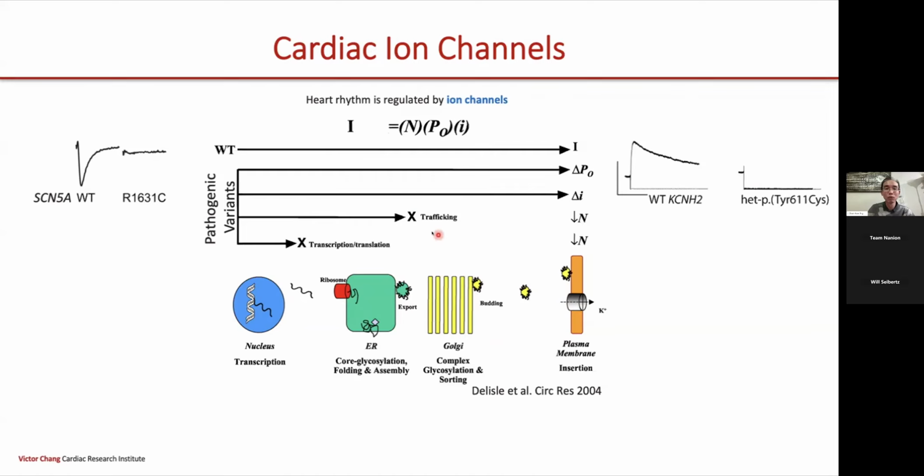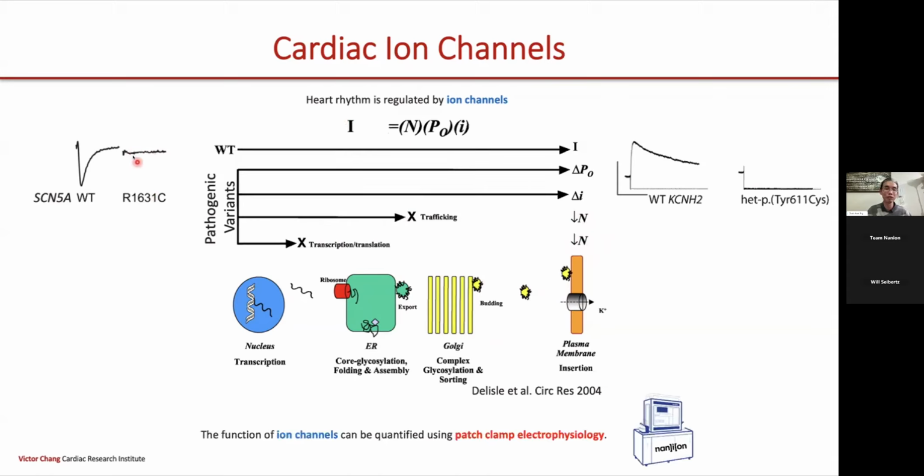The other way it can cause trouble is if you have a variant that is, say, affecting the splicing or near the exon-intron boundary, it would then not have the mRNA and would cause haploinsufficiency. In this case, it would decrease the number of ion channels available at the cell surface. All this will then lead to reductions in your current, which we can measure using patch clamp electrophysiology by quantifying. In this case, the example is loss of function.